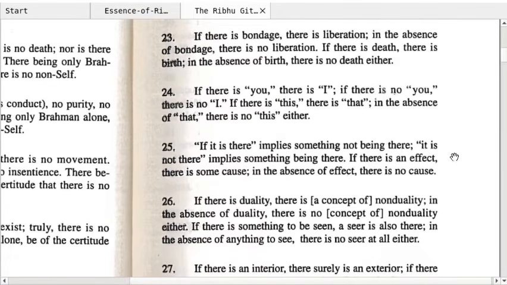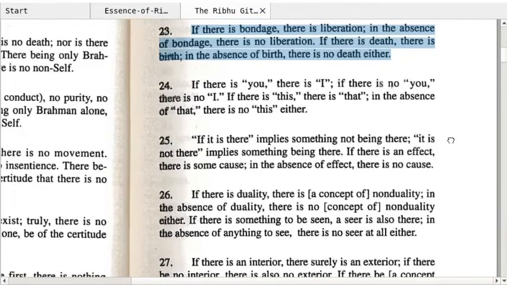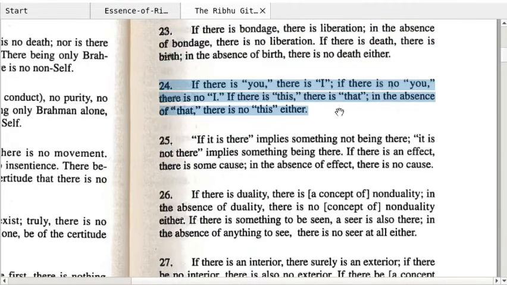So I was reading this thing yesterday. If there is bondage, there is liberation. In the absence of bondage, there is no liberation. If there is death, there is birth. In the absence of birth, there is no death either. So what he is telling Ribhu in these verses is deconstructing the duality.